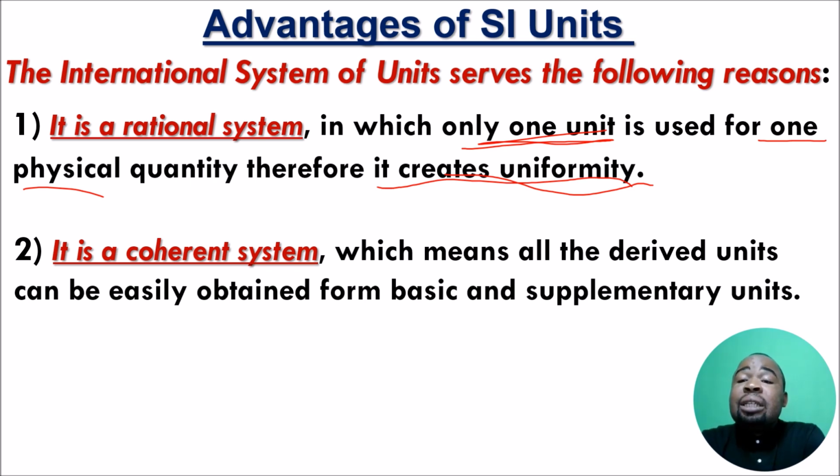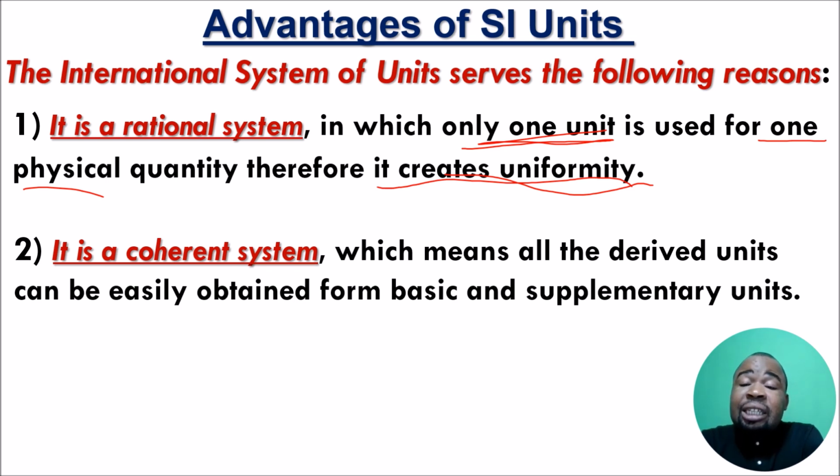So every other derived unit or supplementary unit can be derived from the definition or the equation involved with the physical quantity of which it is derived. So it is a coherent system. We should understand the meaning of coherent system. All derived units can be obtained from their base component.